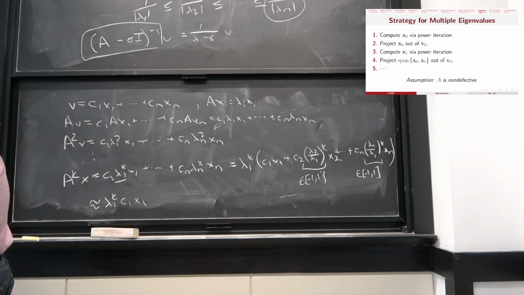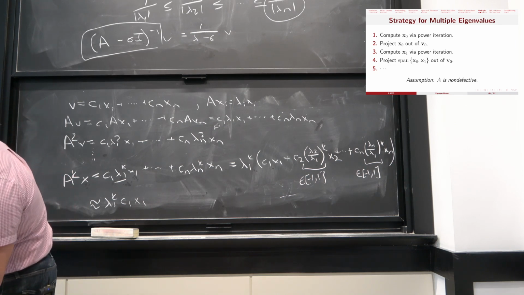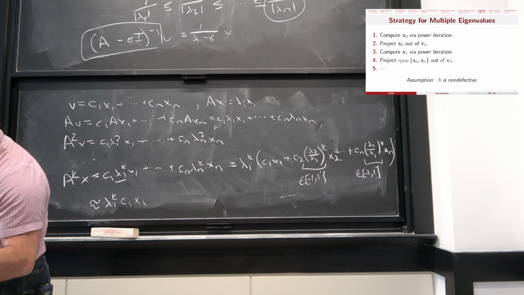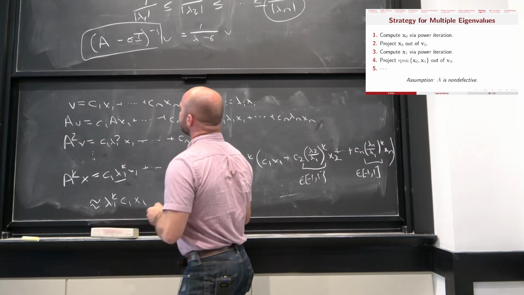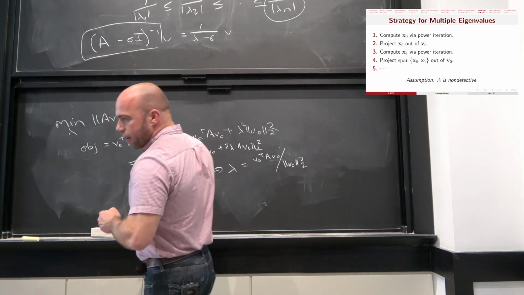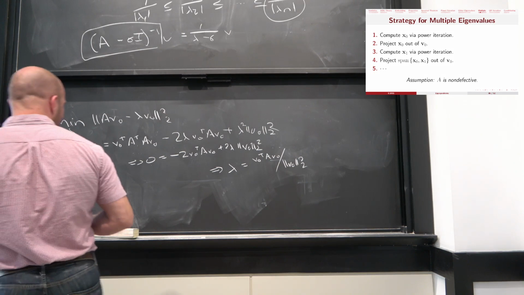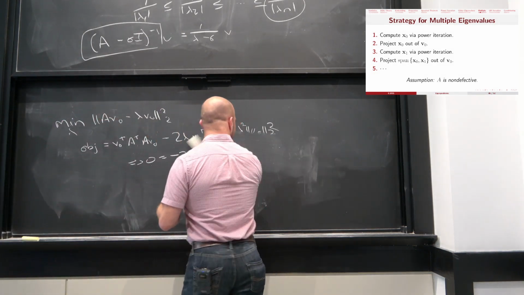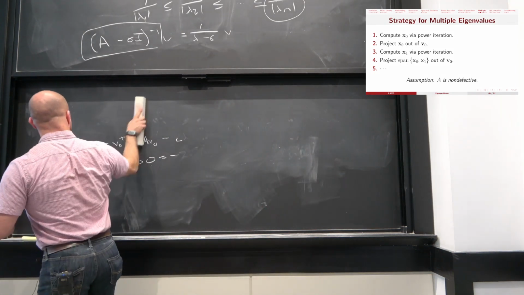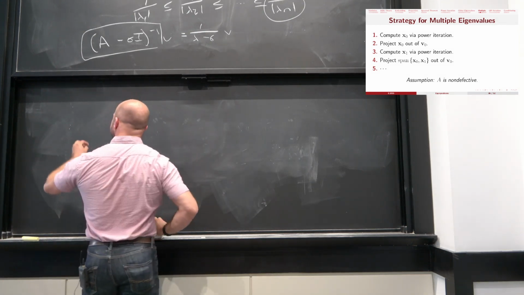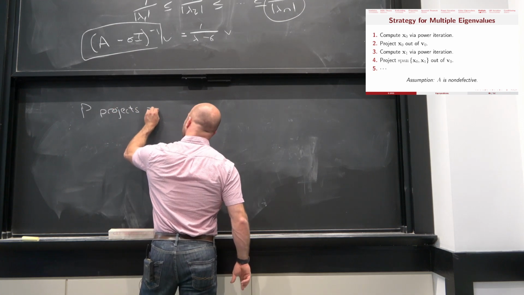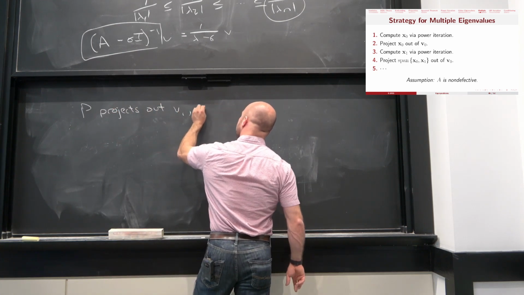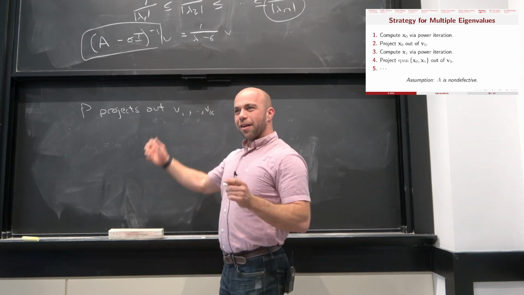So here's a sneaky thing that we can do. Sorry, I'm going to turn pages in my notes here. So let's say that I've computed some set of eigenvectors. Here's the thing that I can do. Let's say that I construct a matrix P, where P projects out the first k eigenvectors, v1 to vk. Okay? Where these are eigenvectors.